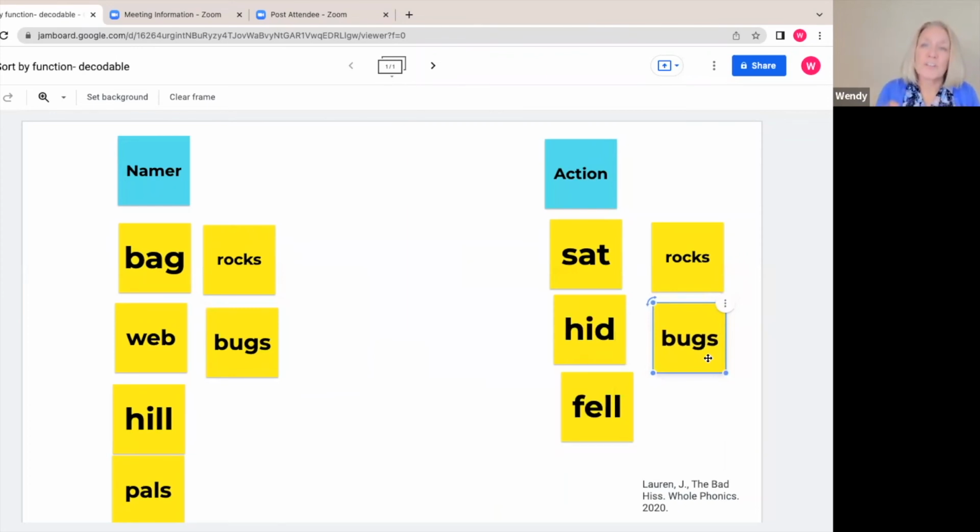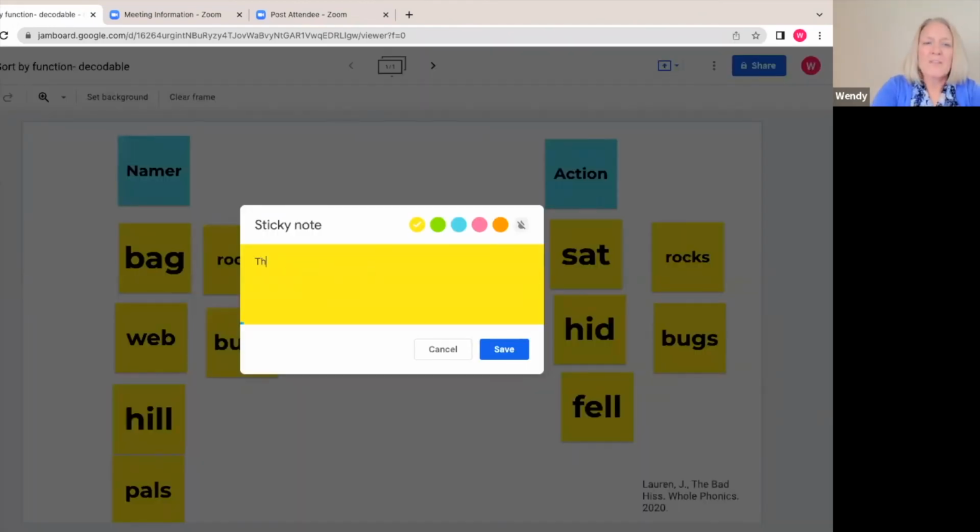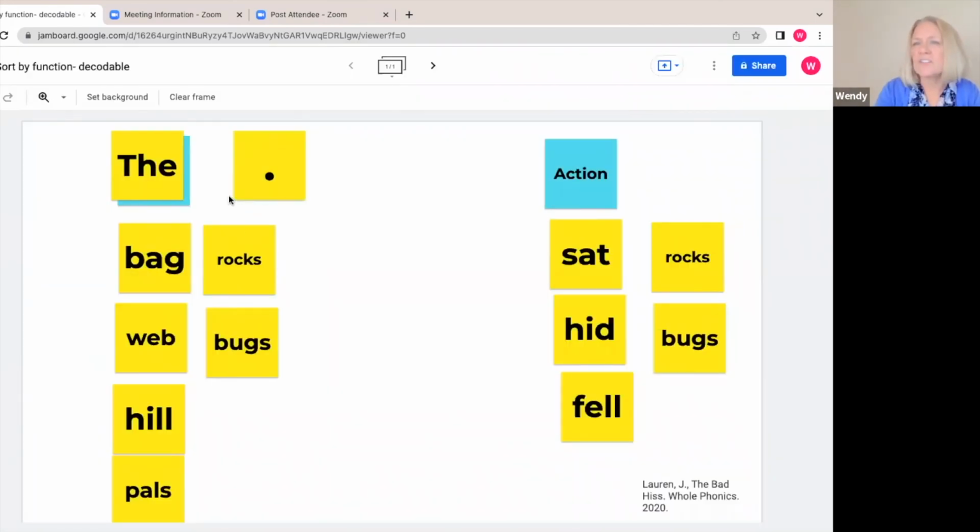After you finish sorting the words, please do have them read all of these words over again for extra rehearsal. And then also read all of the action words for extra practice. If time allows, you could do a little bit of an extension activity by adding the word the on a Post-it note and perhaps adding a period on a Post-it note, and then having our students build a super simple sentence using the word the and choosing a Post-it note from the namer side.